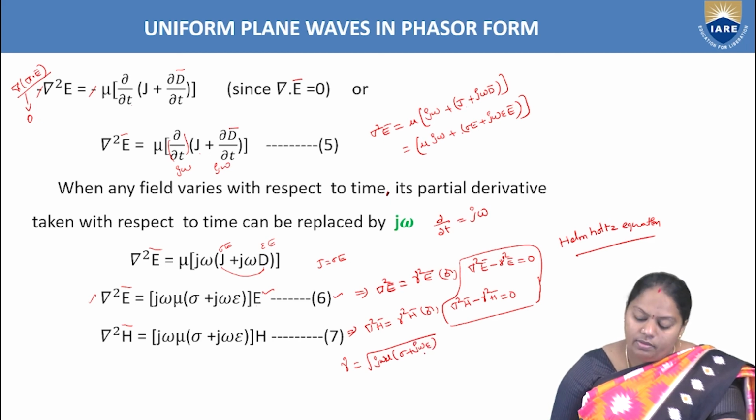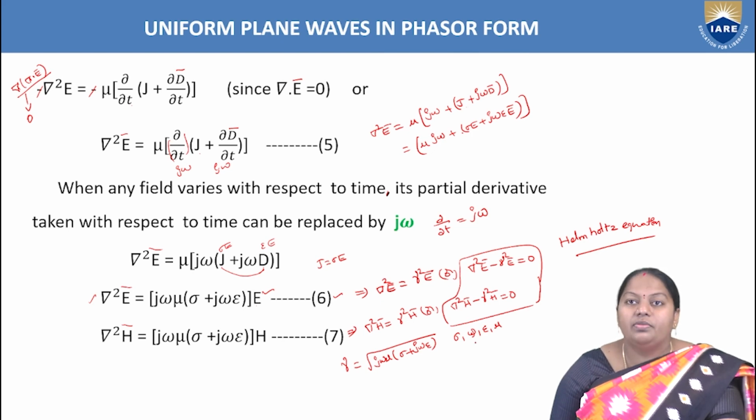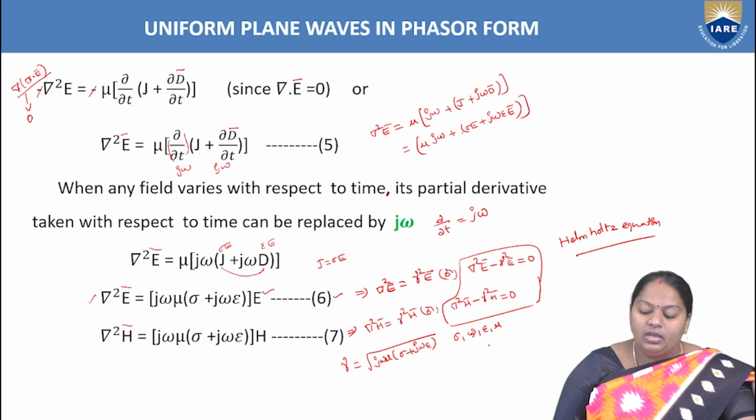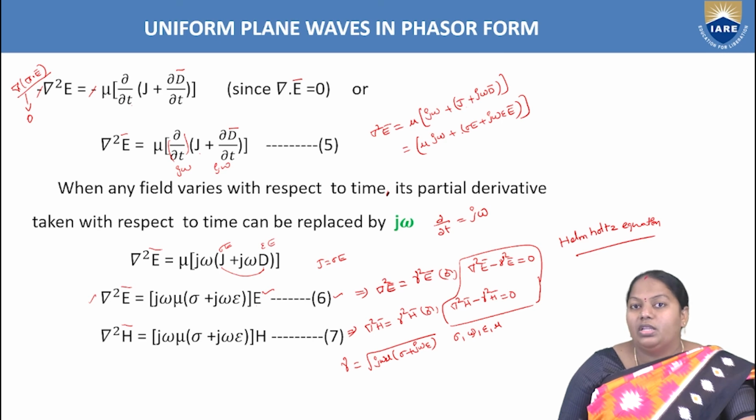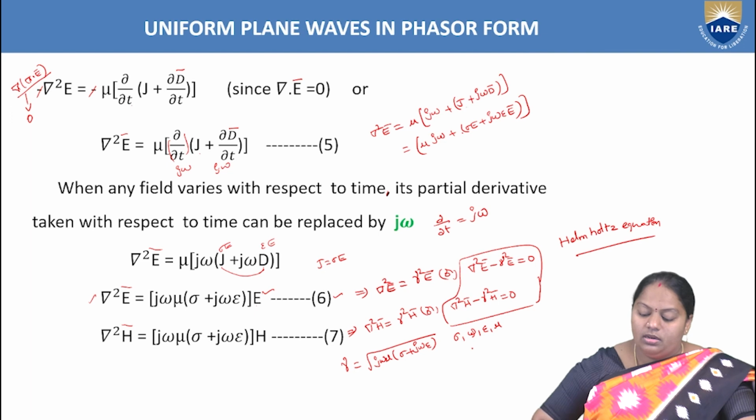So for the wave characteristics we are supposed to consider sigma, omega, epsilon and mu: the conductivity of the medium, the angular frequency of the wave, the permeability of the medium along with the permittivity of the medium. How the wave is to be characterized depends upon the conductivity, the permittivity and the permeability. These are the wave characteristics to be defined.